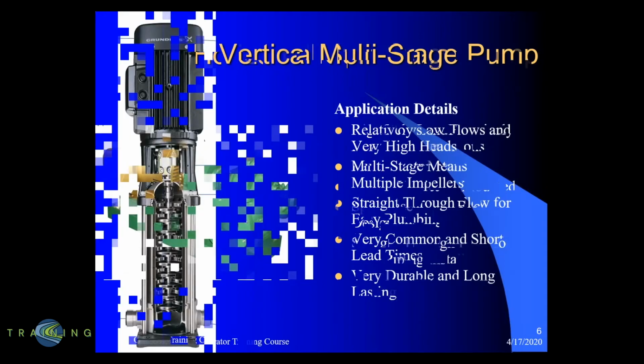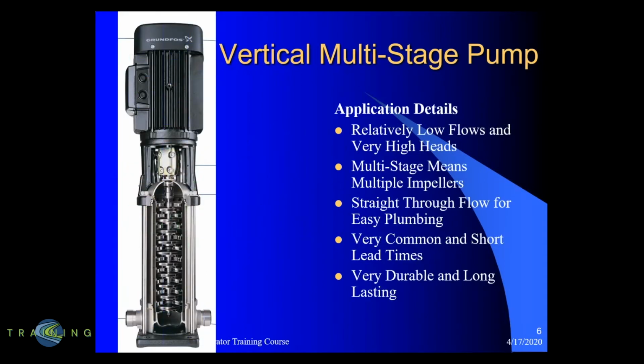Next is a pump that we're very familiar with, that we see all the time in our area, which is a vertical multi-stage pump. We represent Grundfos. This is the CR series. They have very low flows and relatively high head applications. So it's perfect for our geography, where we have a rural area where we have very few people at times, but we have very high heads to overcome because of the topography.